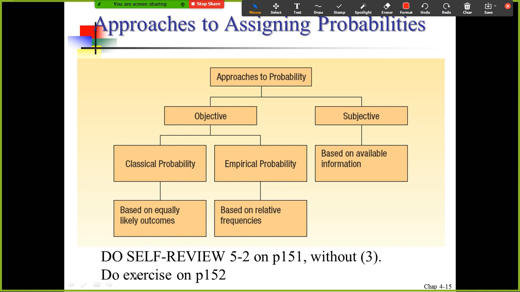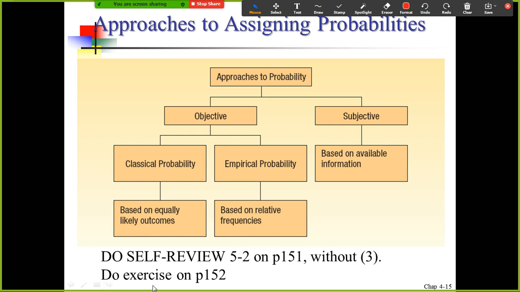So this is Self Review 5.2. On this page you can do Self Review 5.2 for question 1 and question 2, but not question 3. Without question 3, you don't need to do question 3.